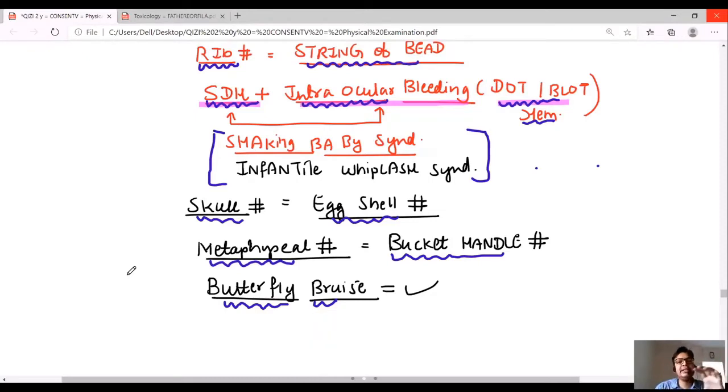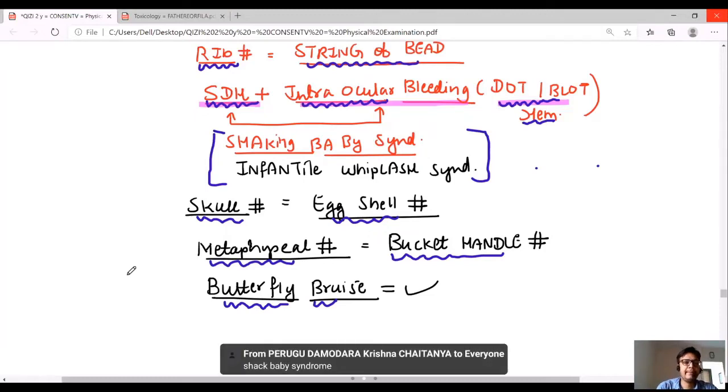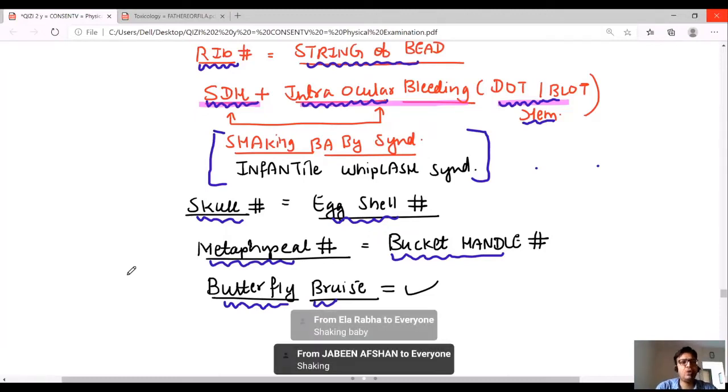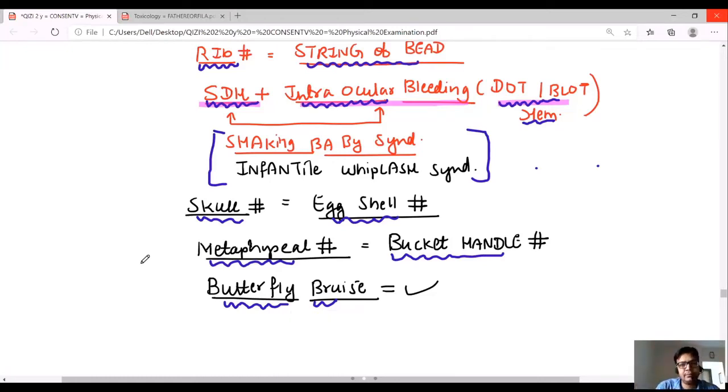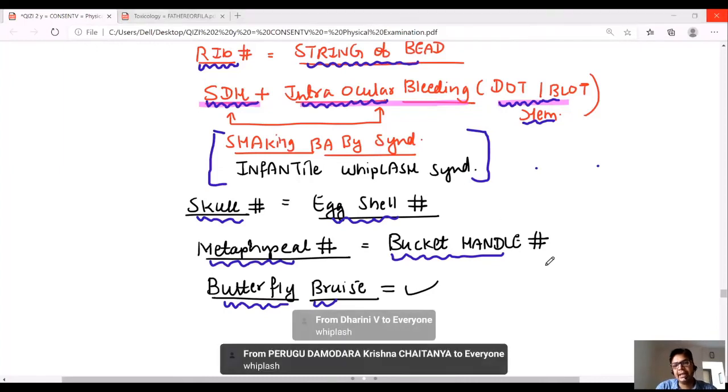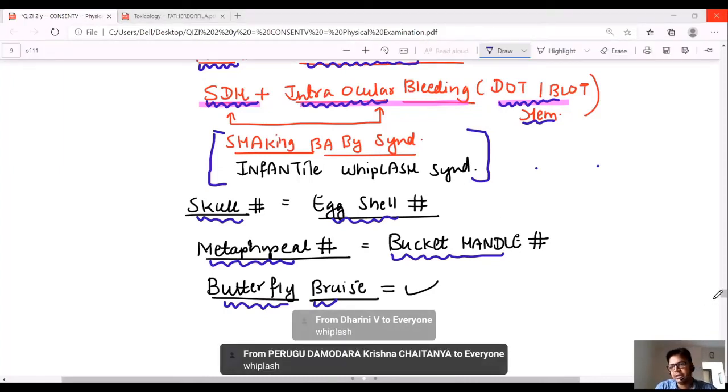Subdural hematoma plus intraocular bleeding. This combination is known as shaken baby syndrome, or it is also known as infantile whiplash syndrome. Yes, infantile whiplash syndrome.